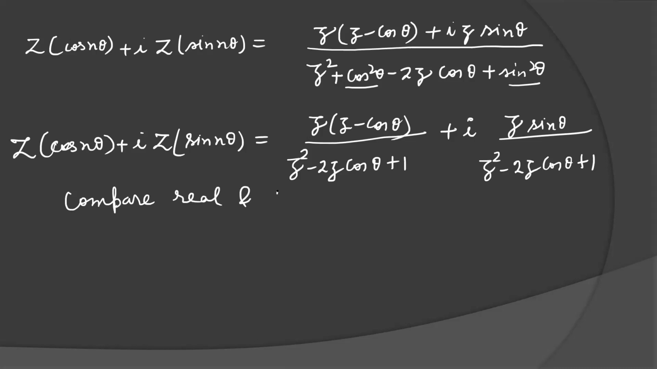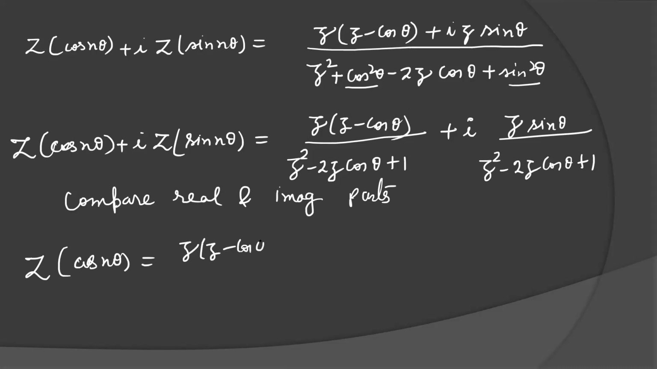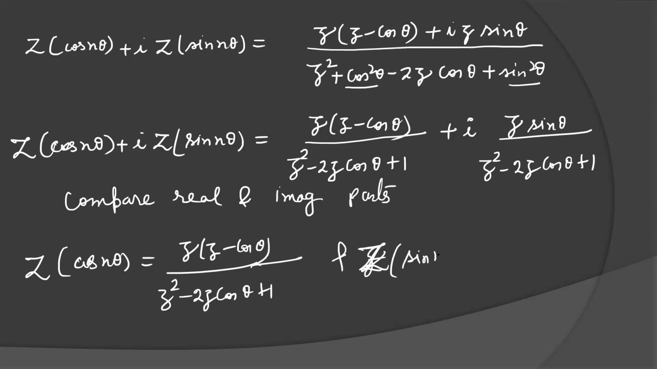Compare real and imaginary parts. So we will get the Z transform of cos nθ is (z² − z cos θ) over z² − 2z cos θ + 1, and the Z transform of sin nθ is equal to z sin θ over z² − 2z cos θ + 1.